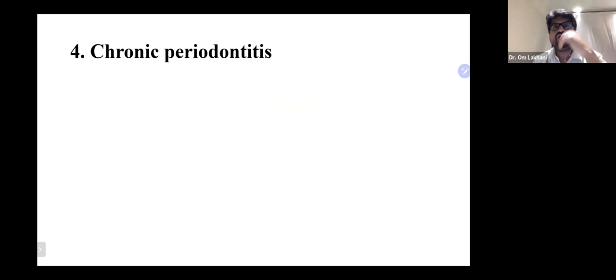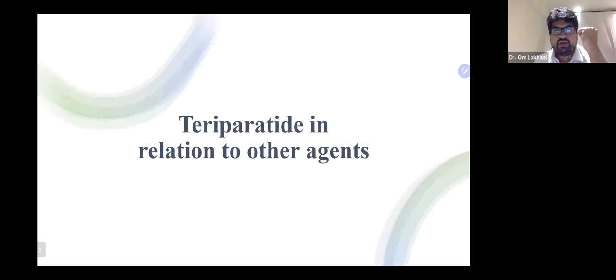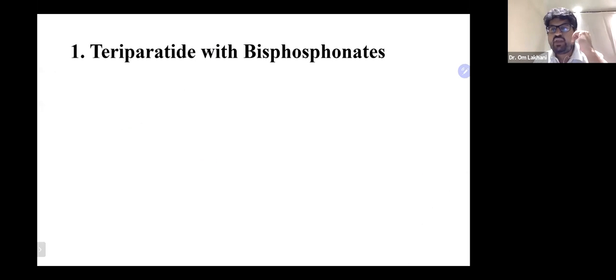It's used in dentistry also. Chronic bone resorption which happens in teeth also can be treated with teriparatide. Right? Of course, I don't have any experience with this. I think maybe dentists would be able to tell us better. What is the relation with other agents?